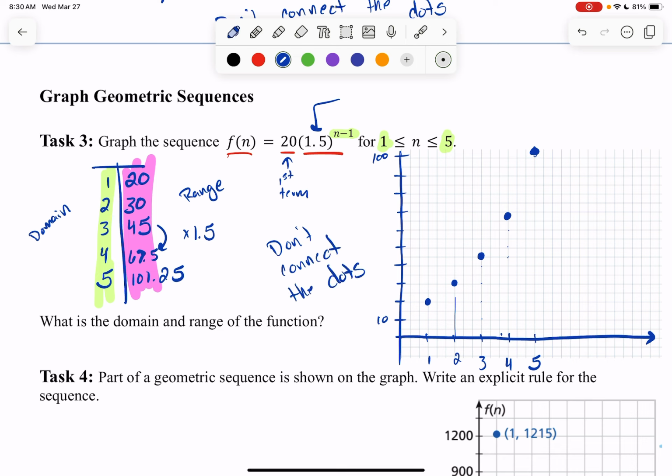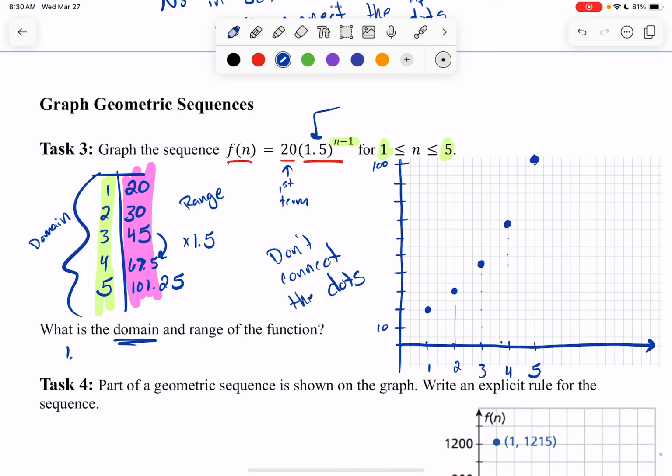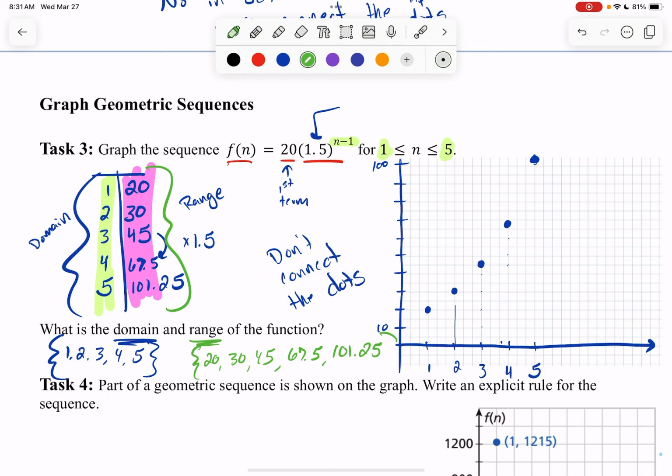By connecting the dots, you are including all the numbers in between 1 and 2, which we don't input any numbers in between 1 and 2 because it's just a sequence. So what is the domain and range? Well, we kind of nailed it. The domain, we stated up here, is the numbers 1, 2, 3, 4, 5. There's my domain, the numbers we put in. The range, there's the range right there. 20, 30, 45, 67.5, and 101.25. There is the range because we're only putting in the numbers 1 through 5.